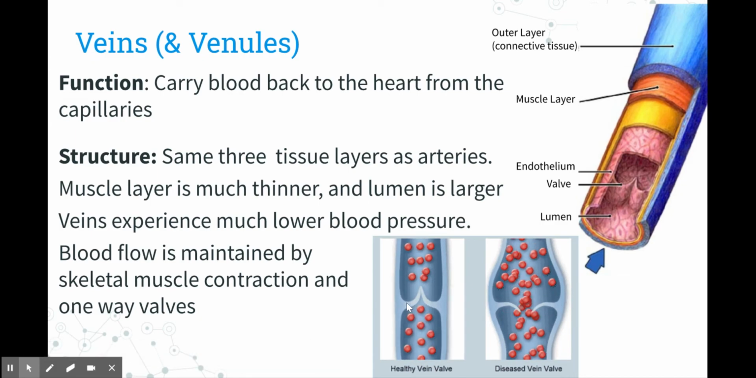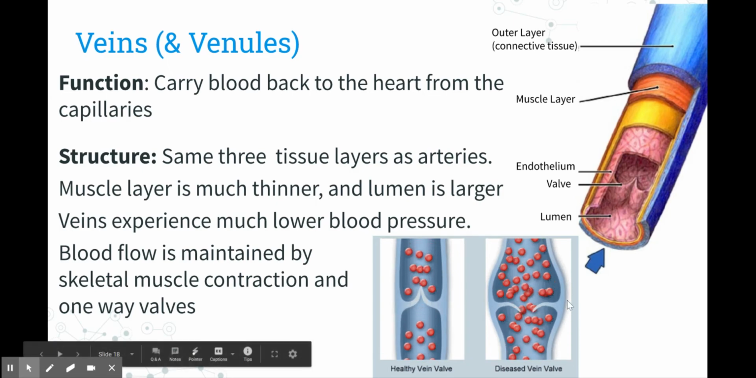A healthy vein valve is going to stop blood from flowing backwards and pooling. An unhealthy or diseased vein valve may not function properly, and you can see here that blood is not pushed upwards, but actually is able to flow backwards between every muscle contraction.